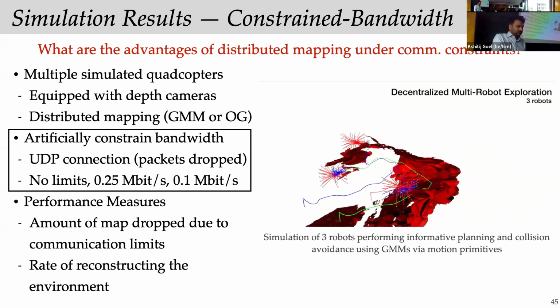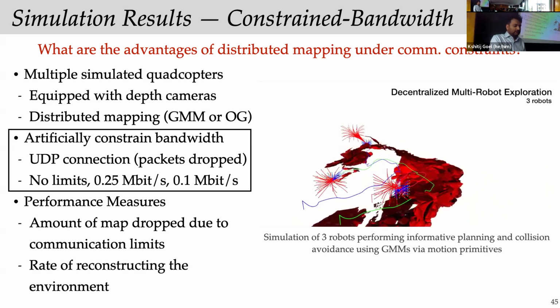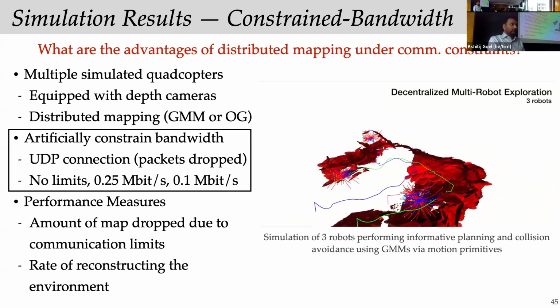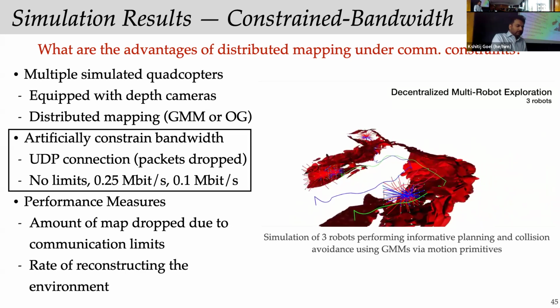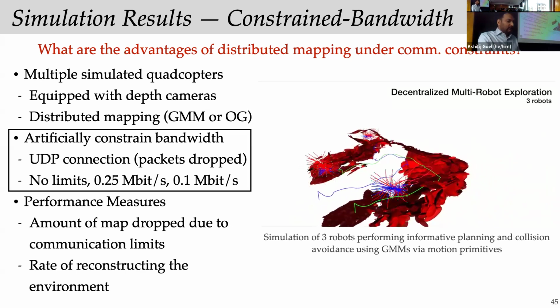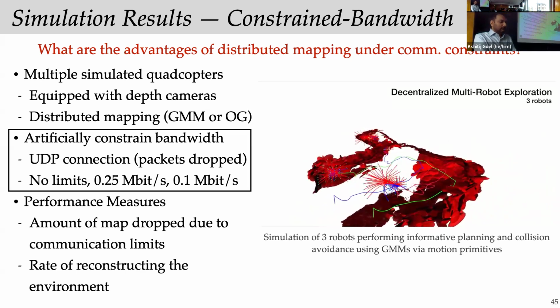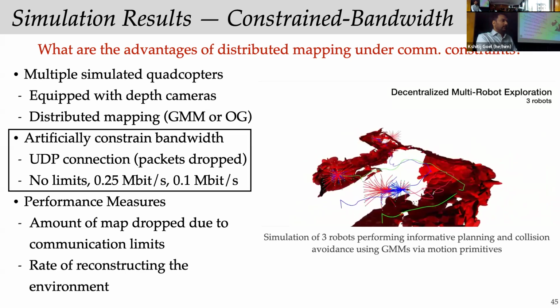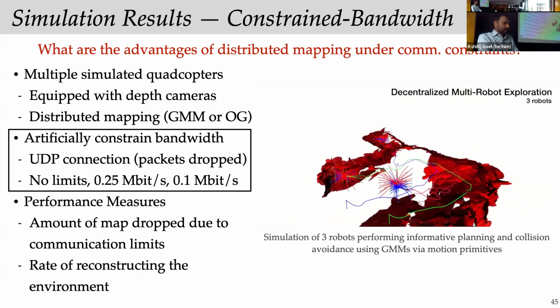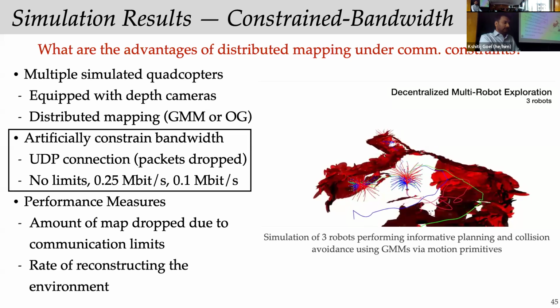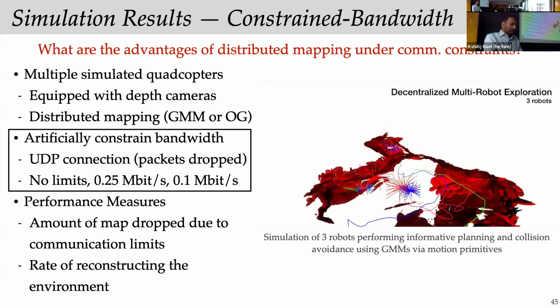We test 3 settings. First, there are no limits on the connection. And then there are limits 0.25 megabit per second and 0.1 megabit per second. These limits are chosen so that they are quite low compared to the regular Wi-Fi or LTE connections. For context, a typical Wi-Fi connection is 100 megabit per second. The first limit is 400 times lower than that, and the second limit is 1,000 times lower than that.